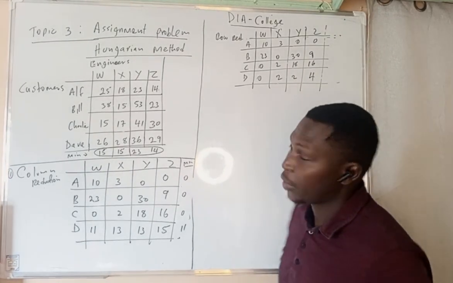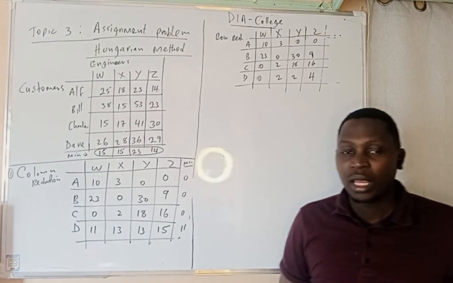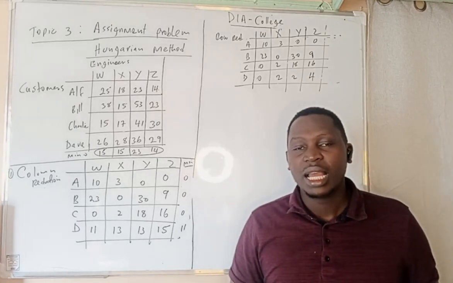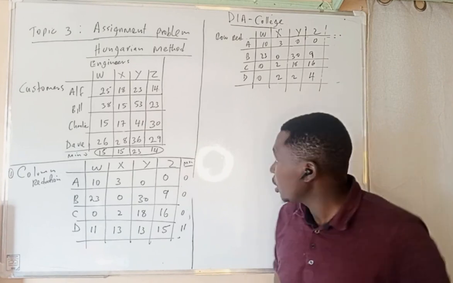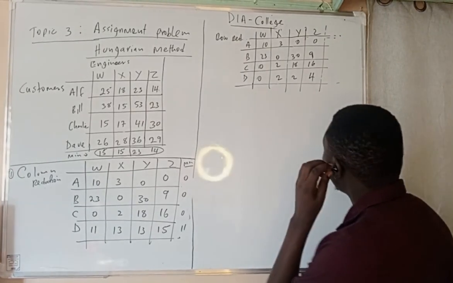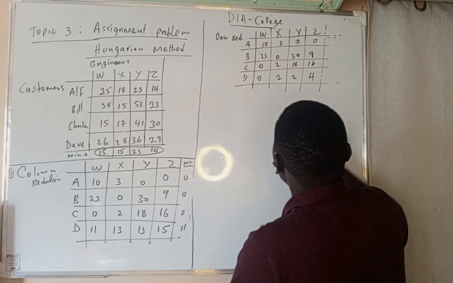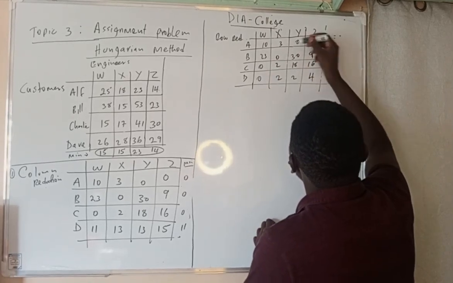So I am done with the first step. Now I go to the second step, which says I cover the zeros with minimum number of lines. So in this case, let me check the number of zeros I have. How many zeros do I have? So I can see there are 2 zeros here, there are 2 zeros here.